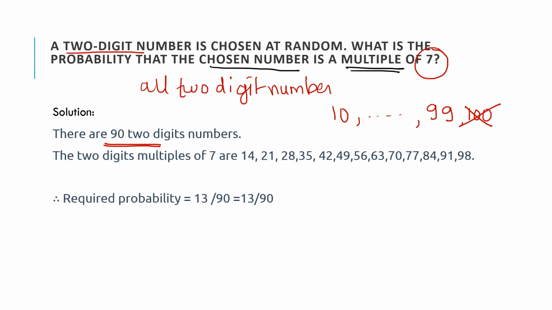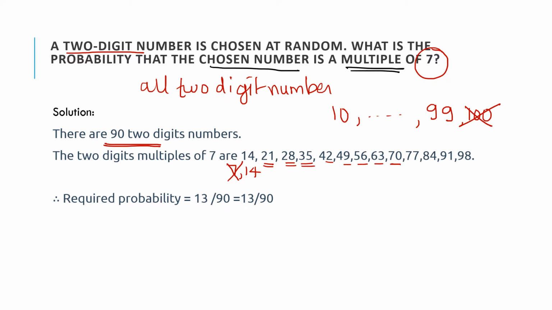Now, to check the multiples of 7, let's go to the table of 7. In that way, we can easily get the numbers which are multiples of 7. Starting from the first, 7, 14. The first 7 we cannot take, because 7 is a single-digit number. We want only two digits. So we start from the next one: 14, then 21, 28, 35, 42, 49, 56, 63, 70.